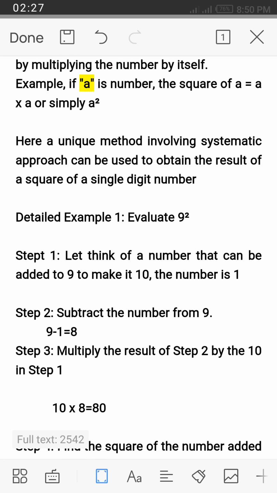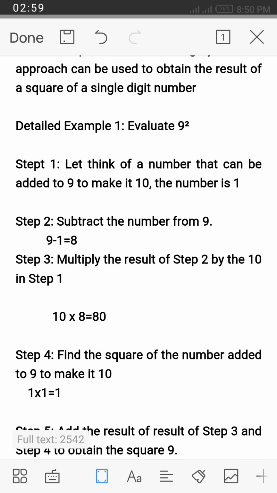That is step 2. You subtract the number from 9. 9 minus 1 is 8. So step 3 is you multiply the result of step 2 by the 10 in step 1. In step 1, we obtained 10. We added 1 to 9 to make it 10. So we are using that 10 to multiply the result we have in step 2, which is 8. So 10 multiplied by 8 gives 80.